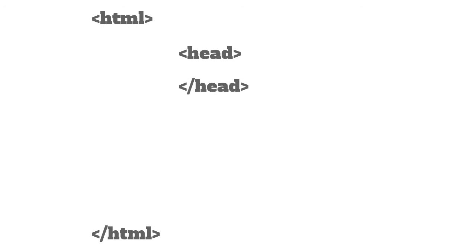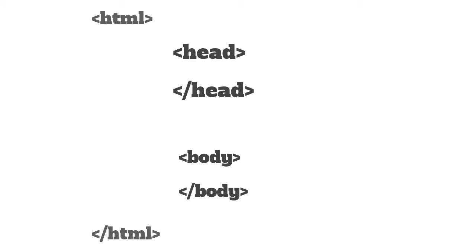Let us now talk about the basic structure of any HTML document. An HTML document starts with the container tag html, within which all other elements of the web page will go. Next, the remaining structure is divided into two parts, head and body.